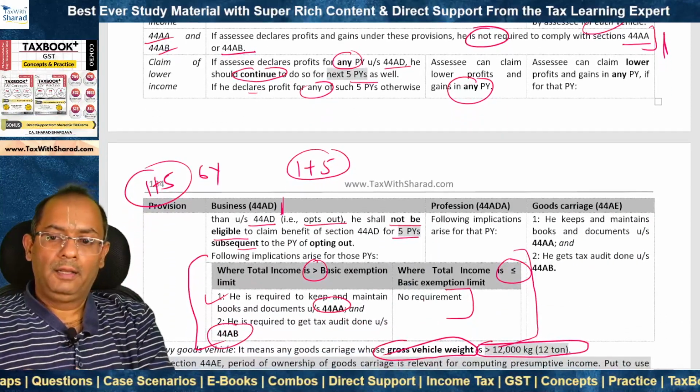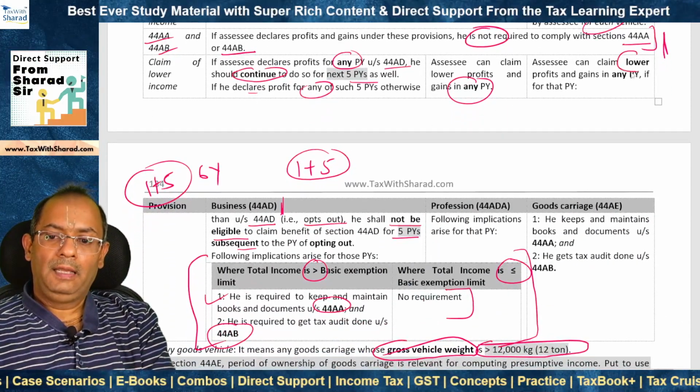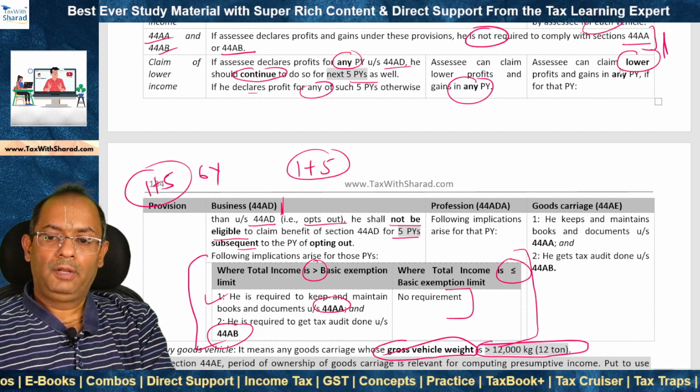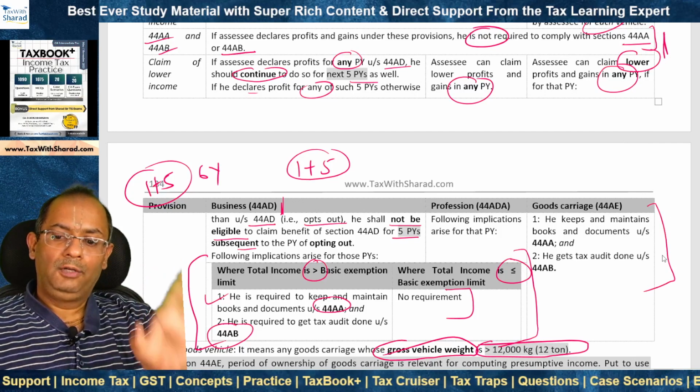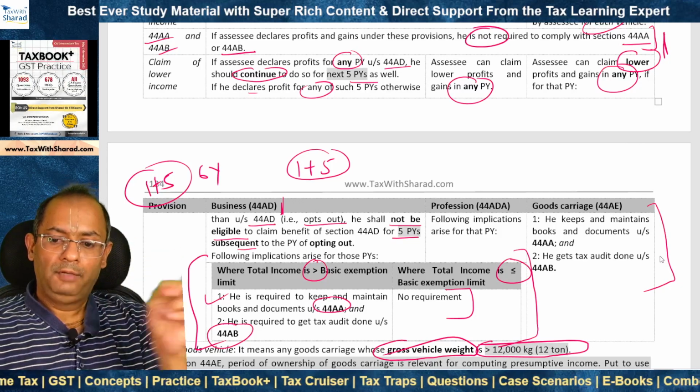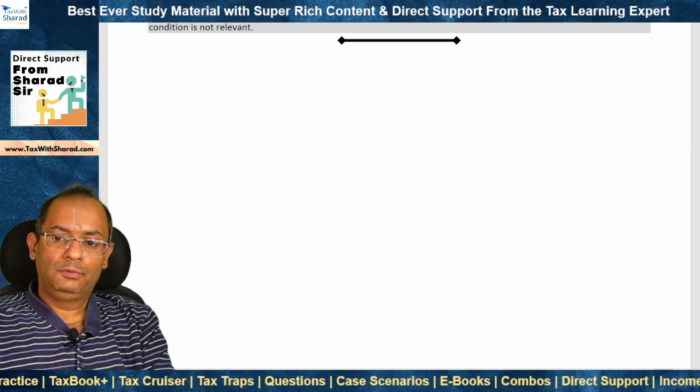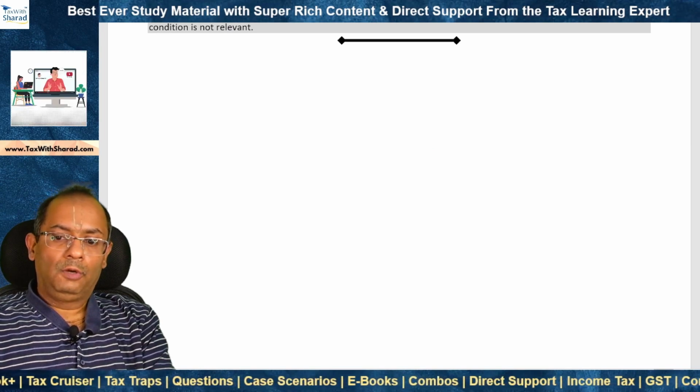What about claim of lower income? An assessee can claim lower profits and gains than 44AE in any previous year, but these two things need to be complied with, which is 44AA and 44AB. So this brings us to the end of the topic on PGBP.